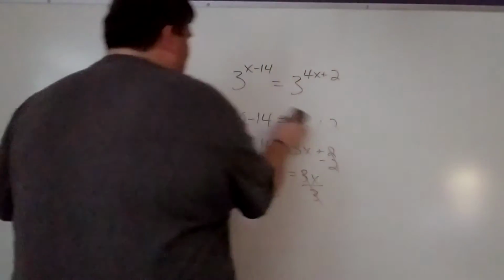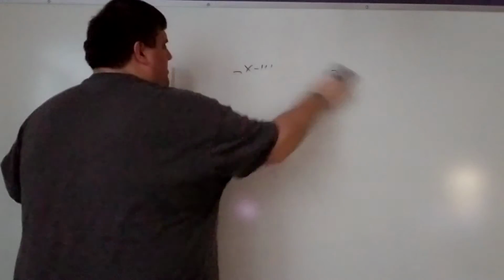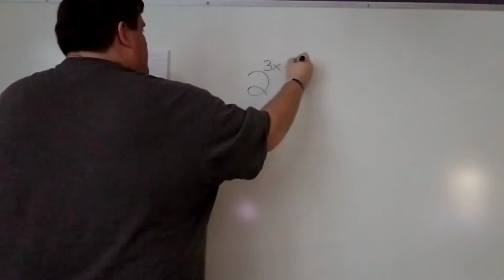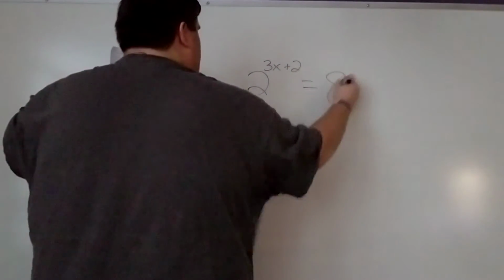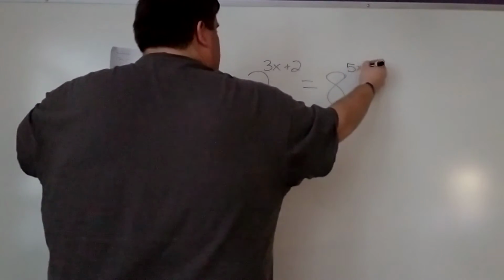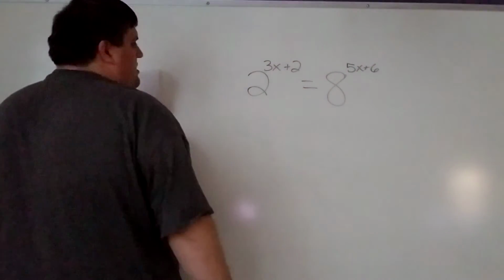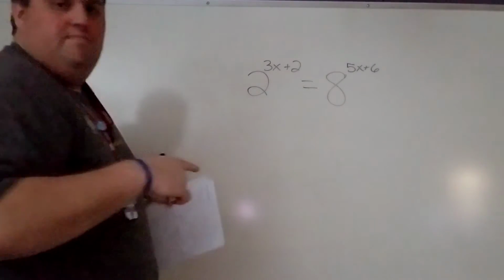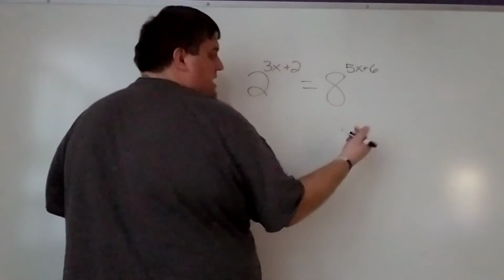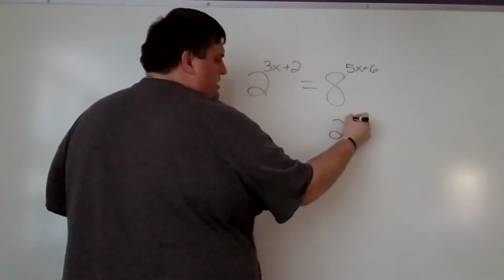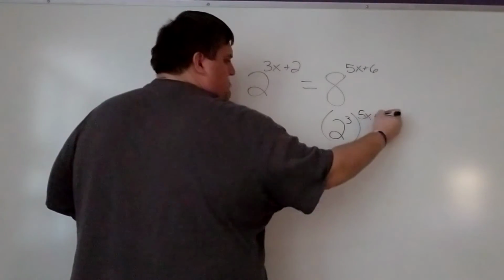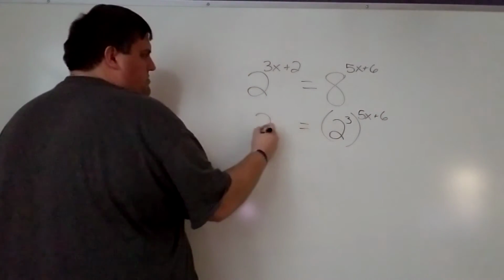Now in the second one, our bases were not the same, so we're going to have to do a little bit of work. We have 2 to the 3x plus 2 equals 8 to the 5x plus 6. You always take the bigger one and look to turn it into the smaller one. So can I turn 8 into 2? Yeah, I can, because 2 to the third is 8. And then that would also be to the 5x plus 6. And this one would stay the same.